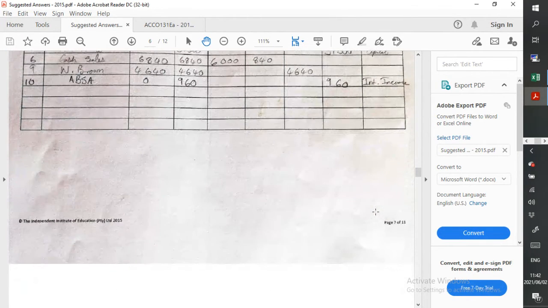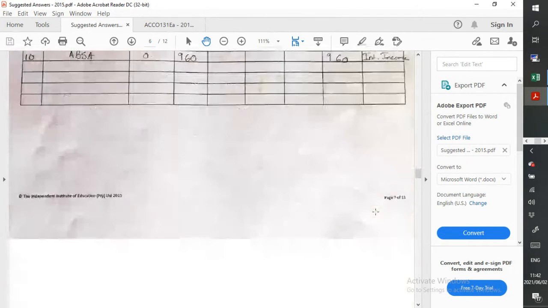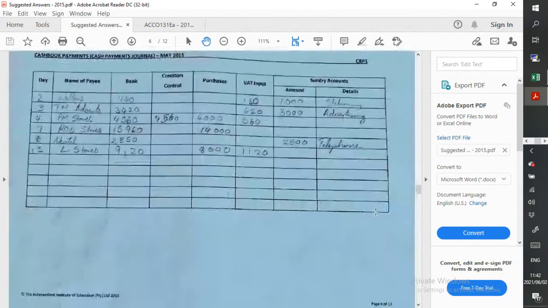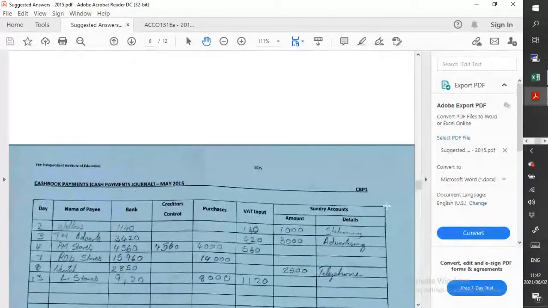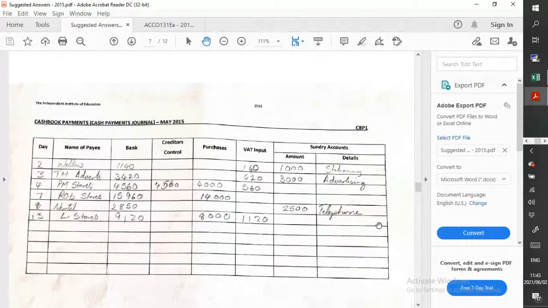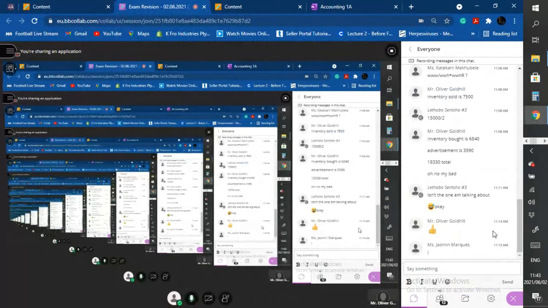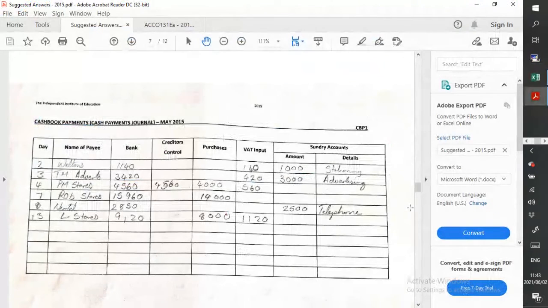Okay, are there any questions in relation to this? Please switch on your mic and ask. If not, I'm going to move on to your cash payment journal. Just check the chat quickly. And nothing there. Okay, let's proceed.